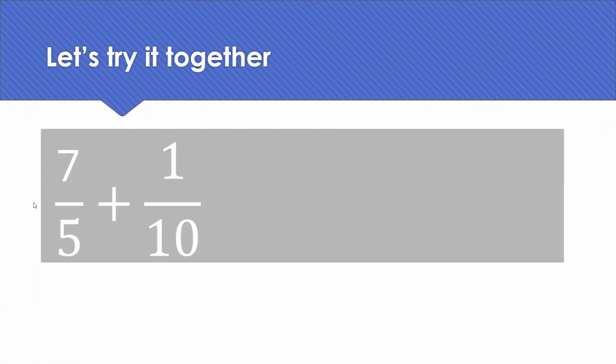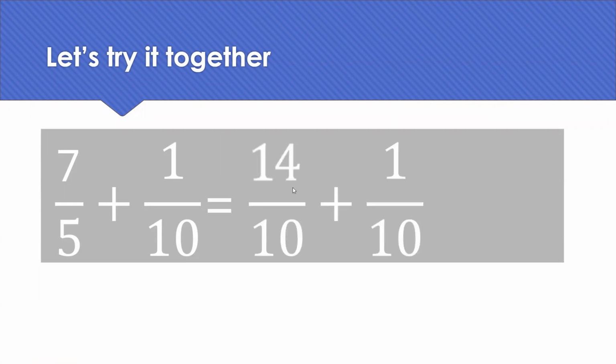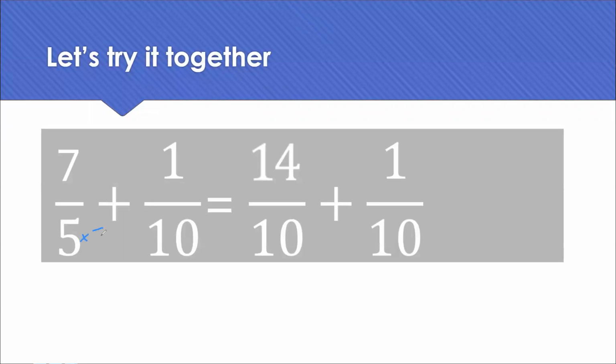This was our original problem. I know that I have the common denominator of 10, and I got those new numerators by multiplying by the denominator's factor. So for that first fraction, 5 times what gives me a 10? 5 times 2 gives me a 10. Whatever I do to the bottom, I have to do to the top. So I've got 7 times 2 is equal to 14. This second fraction, the denominator is already a 10, so all I did was rewrite it over there. Technically, I multiplied by 1, which kept it the same.